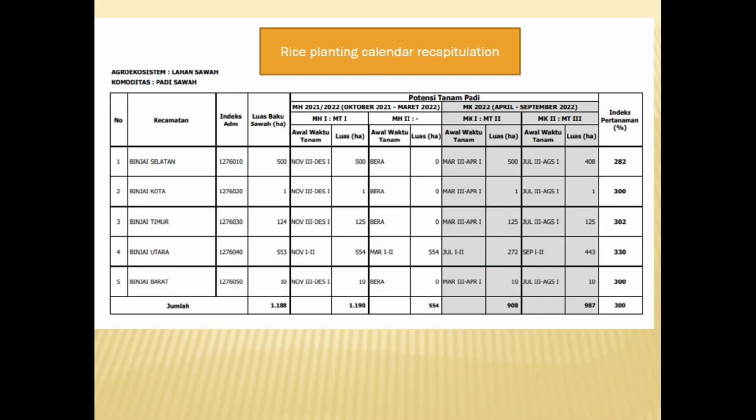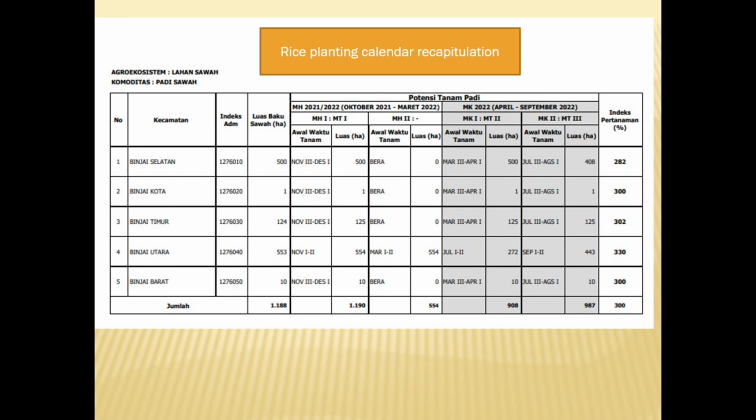In this example of a location in Binjai, which is divided into 5 districts, namely South Binjai, Binjai City, East Binjai, North Binjai, and West Binjai. This is the administrative index, and this is the area of rice fields that can be cultivated. And this is the planting time. So if we plant in South Binjai from November to December, as well as Binjai City and East Binjai, but for North Binjai, we can only plant starting from November. In West Binjai, it can be from November to December.